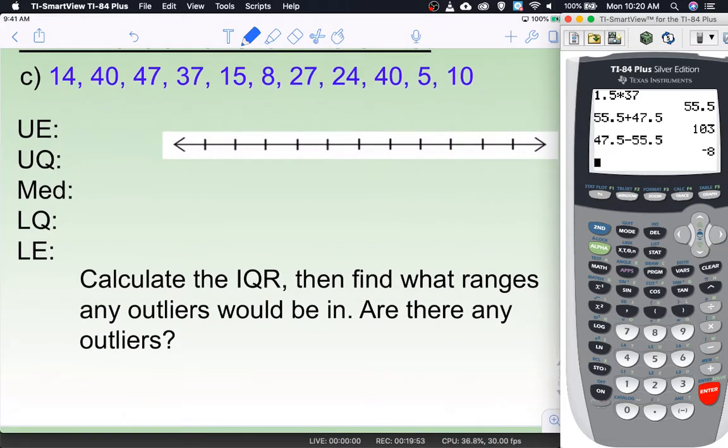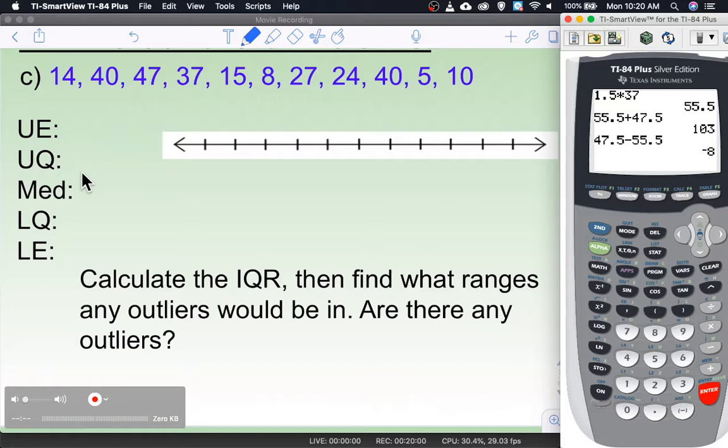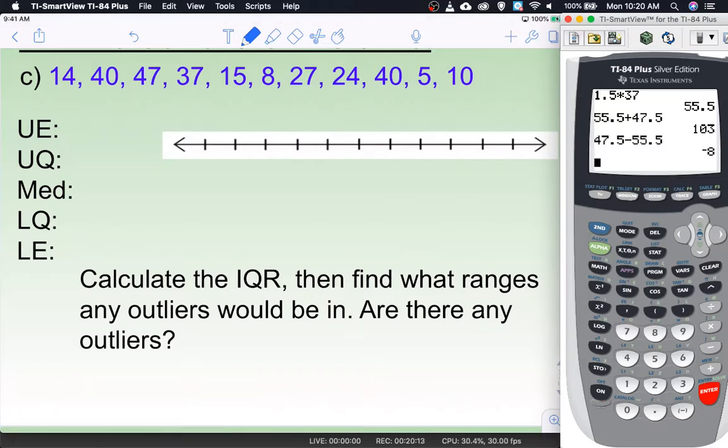Okay, we're going to do this one step at a time. First, could you pause the video and find your 5 values that would make the Box-and-Whisker plot? You don't have to do the outlier part yet. We're going to do that next, but find these 5 values first. Hit play, and we'll go through it together. Make sure you're good before we move on to the next step. Go ahead and do that right now.